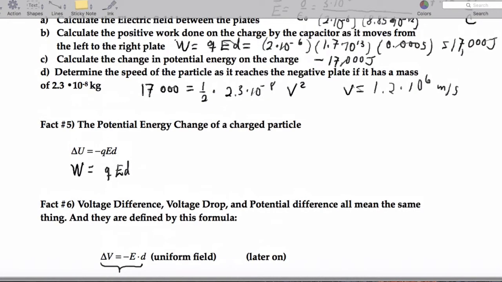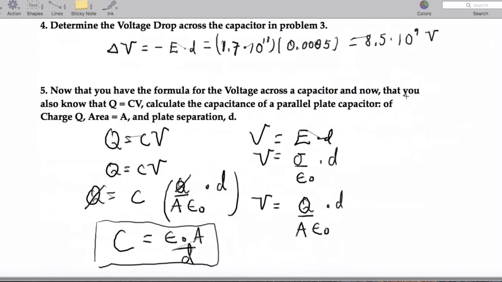So this is quite a bit to cover, and this is just a preview of the physics of capacitors. We're going to go over this more carefully in class, but I wanted to give you an introduction to how capacitors behave.